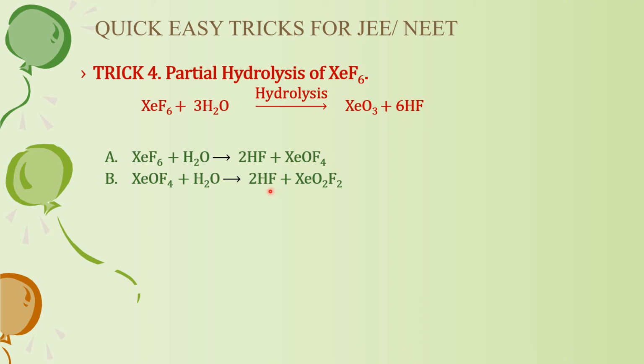Okay, and then what will be left behind? You are just going to add up and write it as the next molecule. XeO, this is the other O, so XeO2, and from fluorine, 2 fluorines gone, so 2 fluorines will be left behind. XeO2F2 is the product that will be formed.